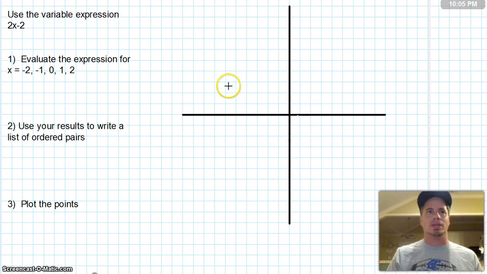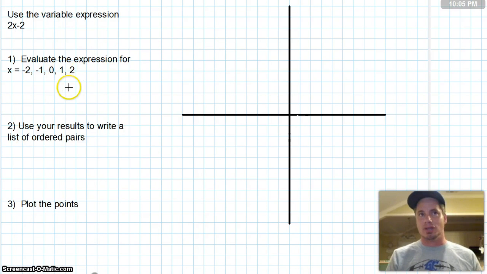Next page. Use the variable expression 2x minus 2. Then it says evaluate the expression for each of these values of x. So I'm going to plug these numbers in for x, and I'm going to get 5 different answers that go with the numbers I plugged in.